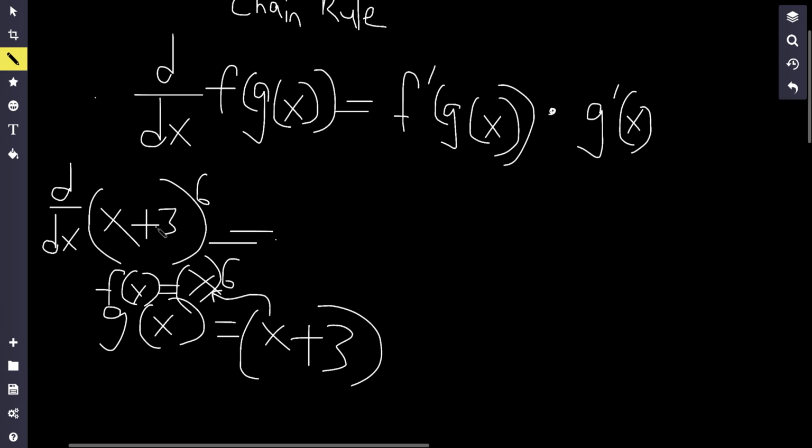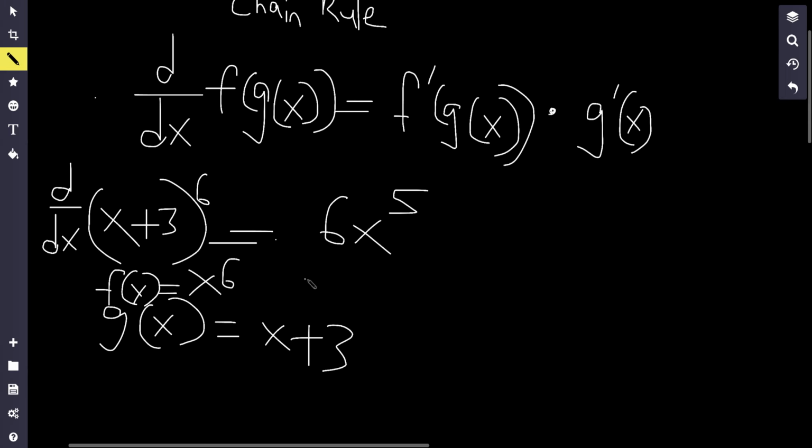So then I would get x plus 3 squared, x plus 3 to the 6th power, right? So this would be my f of g of x right over here. Now, how do I take the derivative? Well, first, imagine that you're just taking the normal derivative. If I'm just doing this normally, I would just use the power rule, right? This is just going to be 6x to the 5th power.